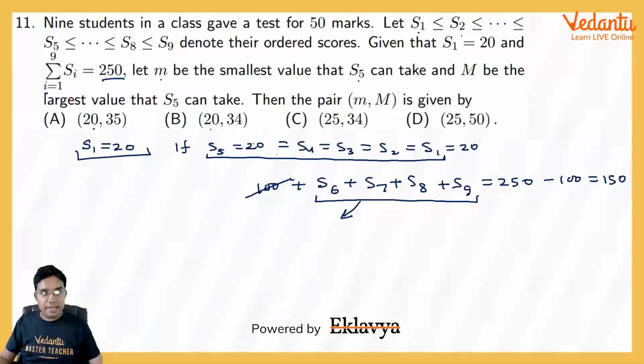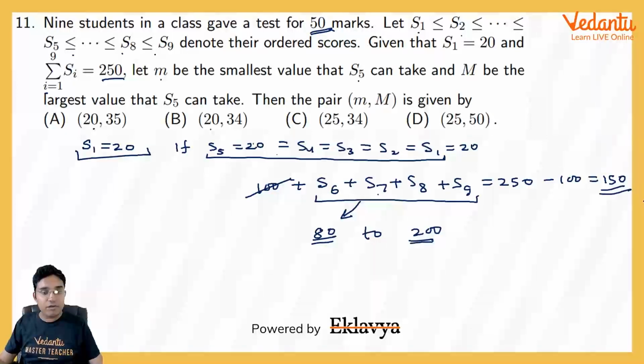I think S6, S7, S8, S9 can also be 20, 20, 20 because this is the condition we are given here. So if all of them are 20, these sum of 4 would be 80. But they can have at max the value of 50 also. In that case, this will go to 200 also. So S6, S7, S8, S9 all getting 50, 50, 50, this score will become 200. So this 150 is definitely a possibility.